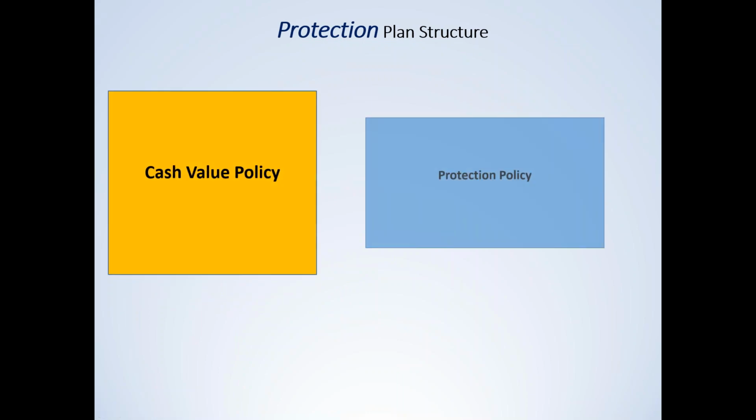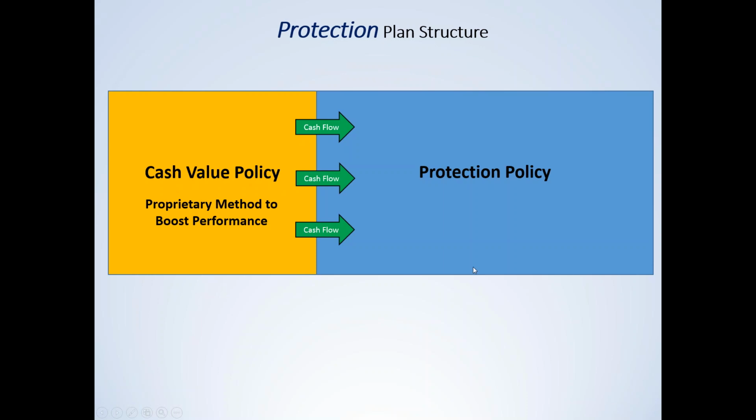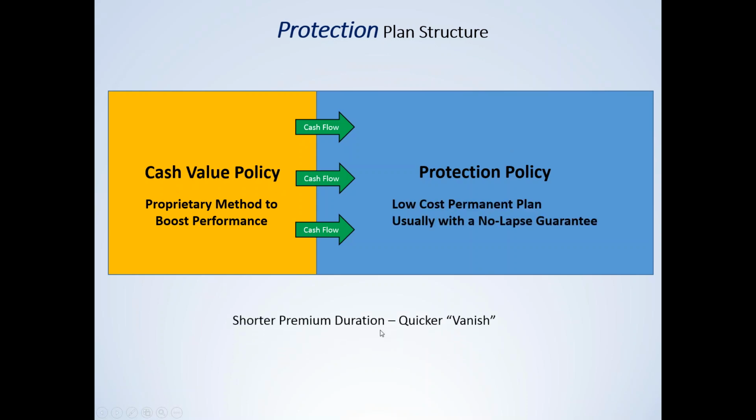What we have in a package, what SOLI is, is a combination of two policies together, a cash value policy and a protection policy. We've developed a proprietary method to boost the performance of that policy so that it can feed the protection policy. What this does is it allows the client to pay less in overall premium over the balance of their lifetime. So we have a much shorter premium duration. Years ago, we used to call it the vanish. We have a much shorter premium duration that the client has to pay.